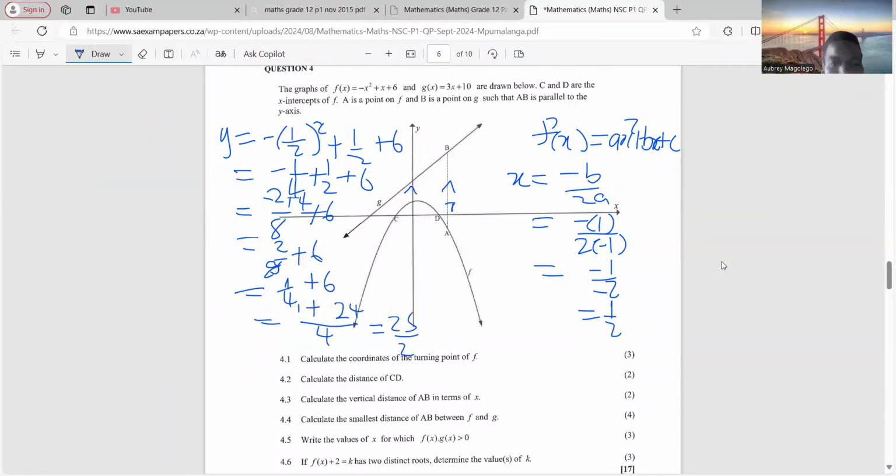Guys, you can just use your calculator by substituting the x value, which is 1 over 2, rather than doing this complicated stuff. Just substitute and use your calculator to find the answer. So we got that the y value is 25 over 4. I'm going to wrap this whole thing up, then write our coordinates down, because we still have to solve more questions on this space.